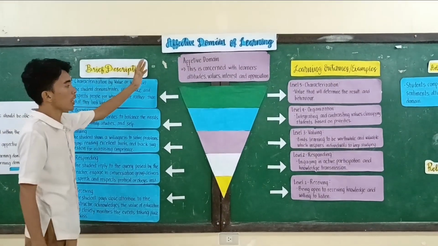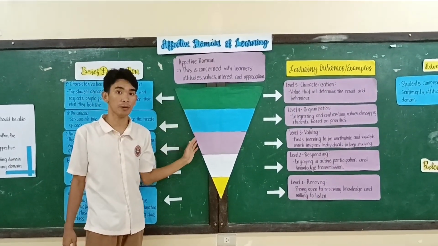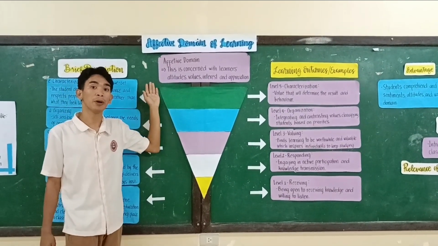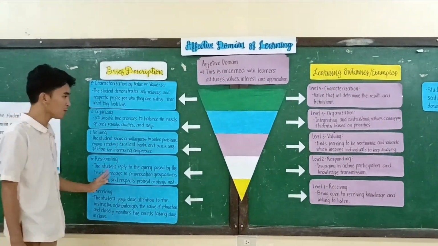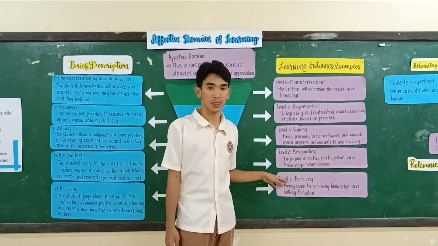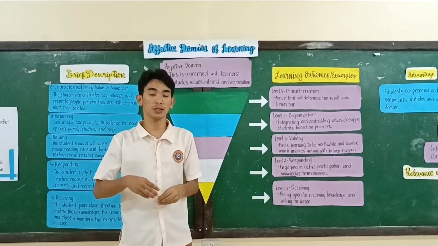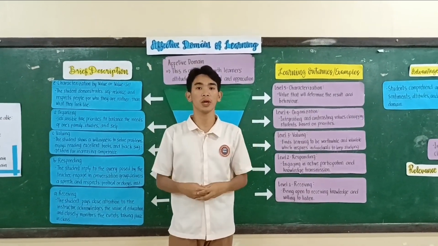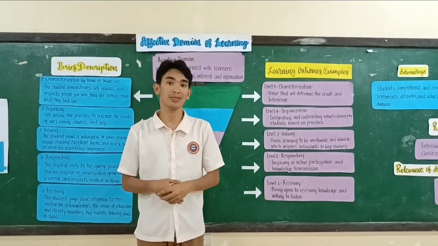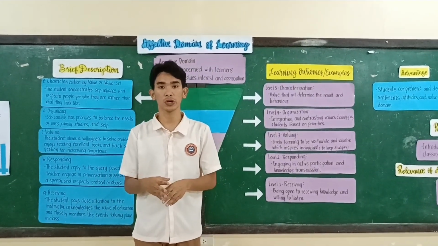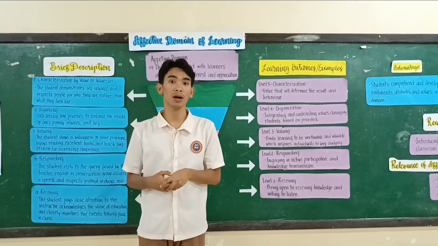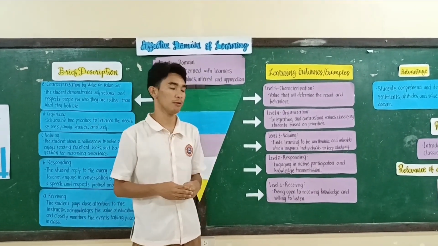So, here at the center, there is an inverted pyramid. The yellow is the lower part and the green is the upper part. The first one, level 1, is receiving. Being open to receiving knowledge and willing to listen. In this level, the teacher is lecturing and the students will open their ears. Then they will understand what the teacher delivers at that moment. Kapag yung teacher lecture ng specific topic, may information or knowledge na makukuha yung mga estudyante. Yun yung sa phase ng receiving.